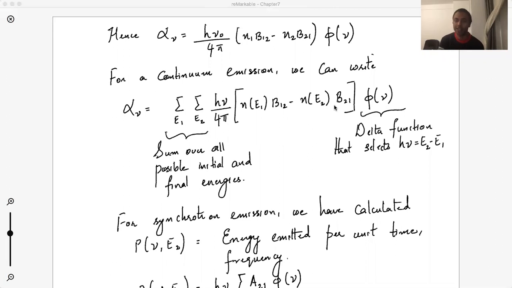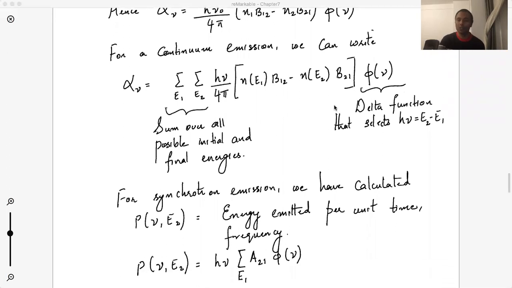We actually calculated the amount of energy emitted per unit frequency, per unit time by an electron which is emitting by the synchrotron mechanism. We did that in the last video, right? So all I need to do now is take what I calculated in the last video, which is power emitted per unit frequency, and relate that to the Einstein A coefficient for spontaneous emission, and then use the relationship between the A coefficient and the B coefficients, and then I'm done. I get an absorption coefficient.